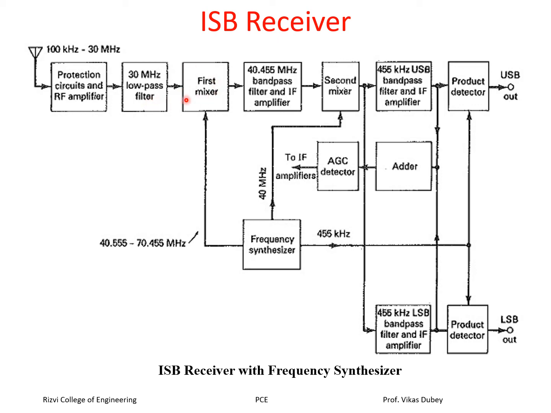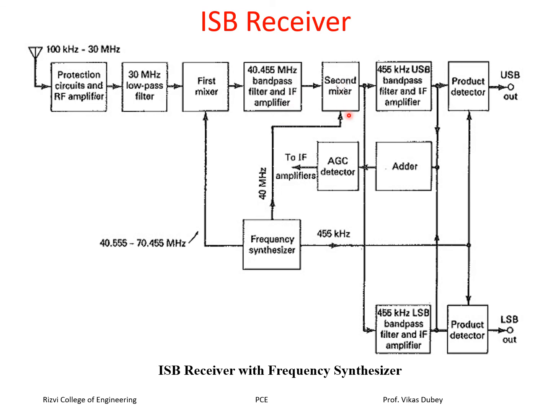Then it is going to the first mixer, which will mix the signal coming from the low pass filter and the frequency synthesizer, which is giving the smooth, controlled, fixed frequency of 40.455 to 70.45 megahertz in that range, and this will generate the IF. Then there is a 40.455 megahertz bandpass filter and IF amplifier. This is the filter which is customized to this frequency, and the IF amplifier also amplifies the signals.